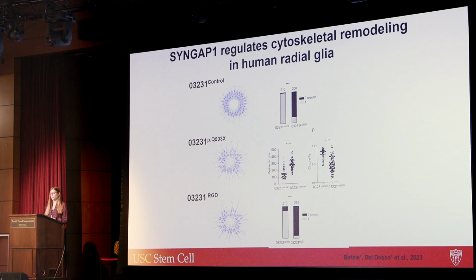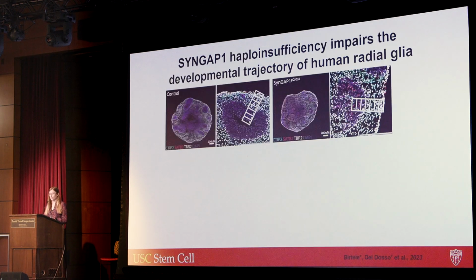And finally, we also targeted a specific region of the protein, the RASGAP domain, and we rendered this domain non-functional. So you see here in the quantification that most of the progenitors were not able to form these single rosettes, suggesting that this specific domain of the protein is the one that is involved with the cytoskeletal remodeling of radial glia cells.